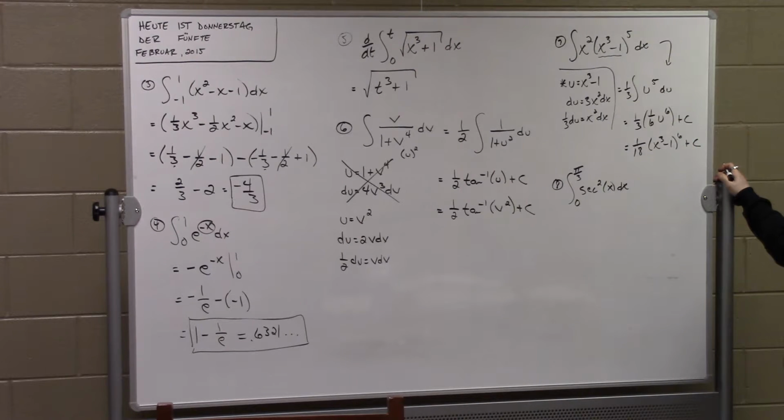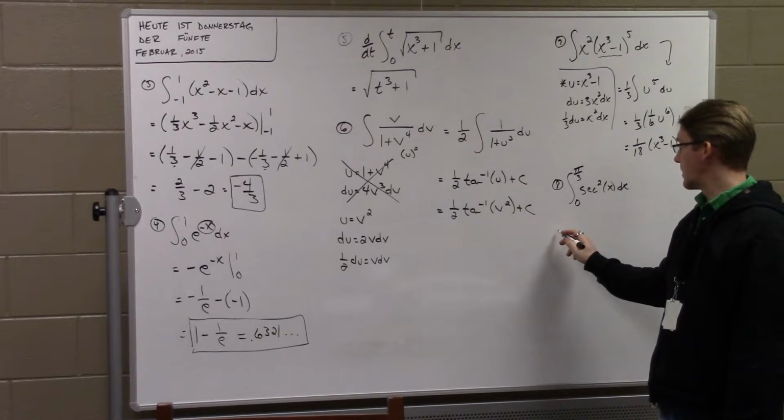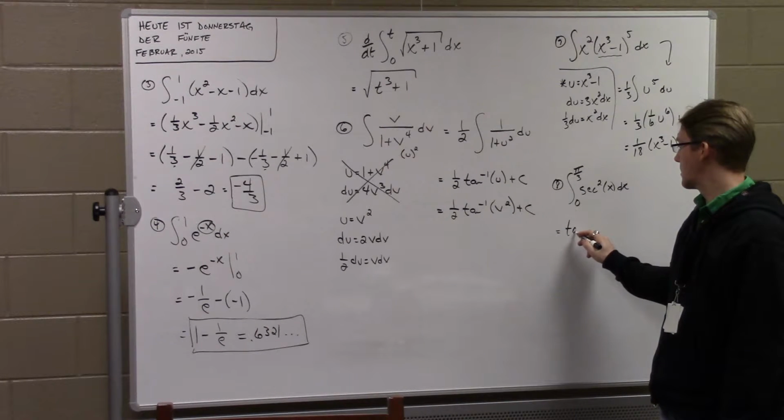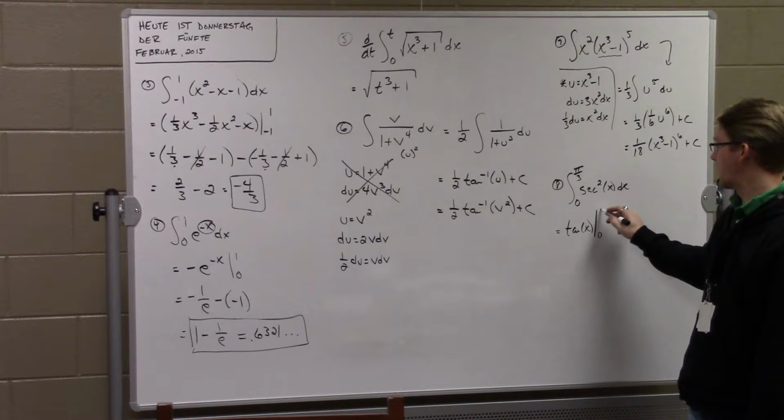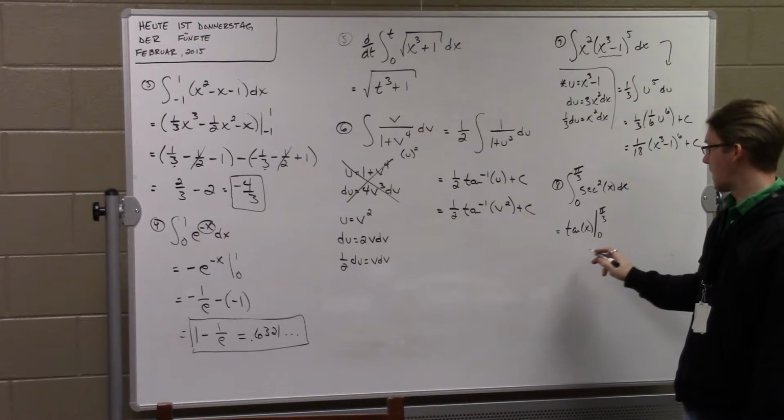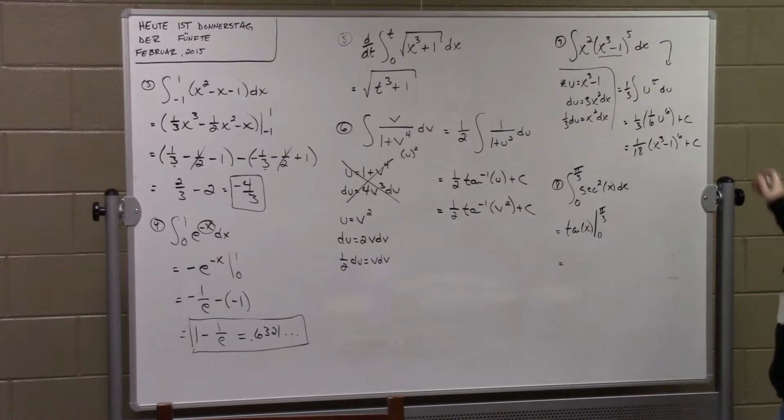This isn't u sub. The antiderivative of secant squared is tangent. By definition, we've done that one a lot. Evaluated from 0 to pi thirds. You gotta remember your unit circle. Tangent of pi thirds, here's the deal. I don't know my tangents, I'm sorry. I do know my sines and cosines though.